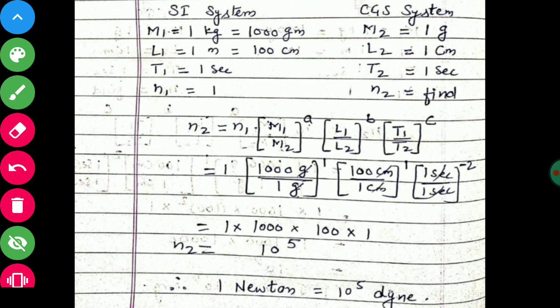Now gram to gram cancels, centimeter to centimeter cancels, second to second cancels. Now 1 into 1000 raised to power 1 means 1000, 100 raised to power 1 means 100, and 1 by 1 raised to power minus 2 is still 1. Now how many powers of ten are there? 1, 2, 3, 4, 5. So N2 is equal to 10 raised to power 5. So now 1 Newton is equal to 10 raised to power 5 dyne.